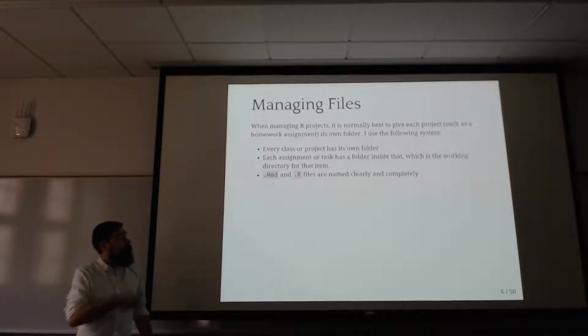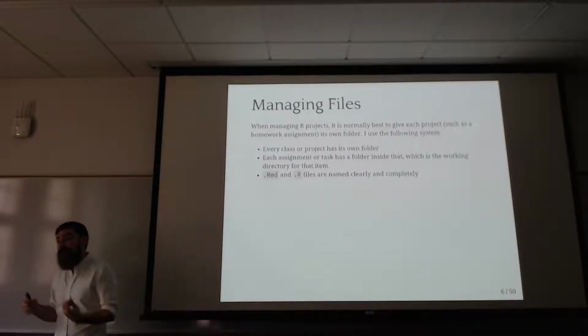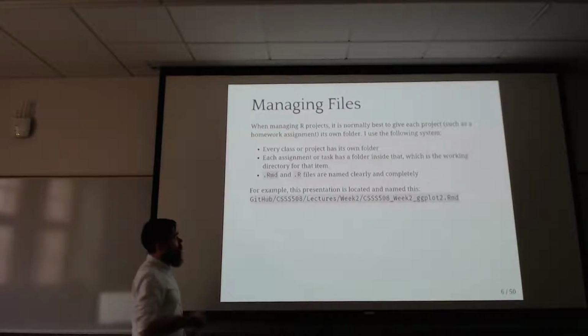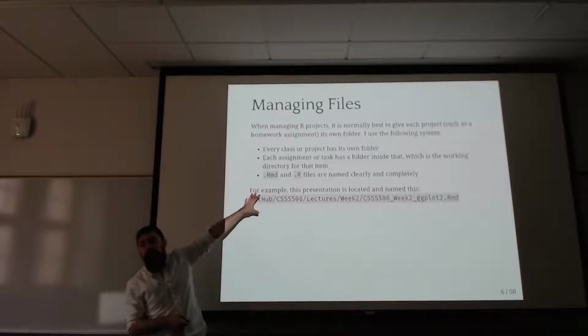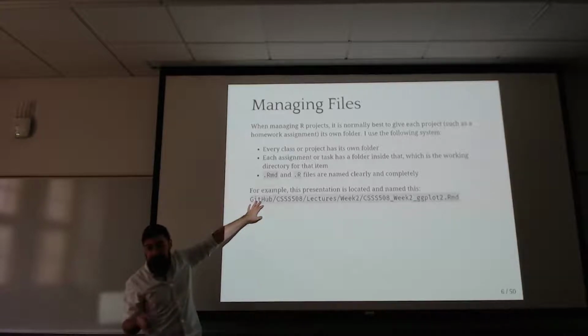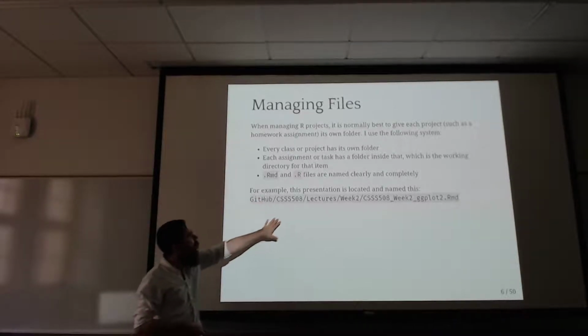My .rmd and .r files are named as clearly and completely as possible. So for instance, I have a whole structure that looks like this. Anything I'm going to upload into my GitHub is in a dedicated area. Don't worry if you don't know what GitHub or Git is. Maybe I'll teach a class on that in the future.